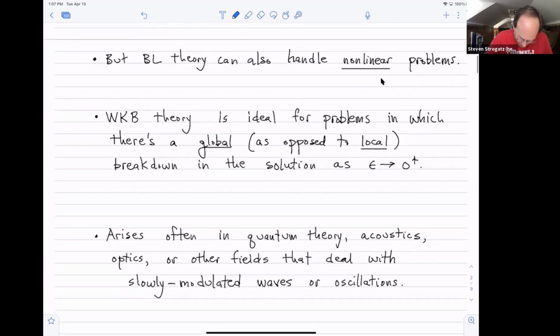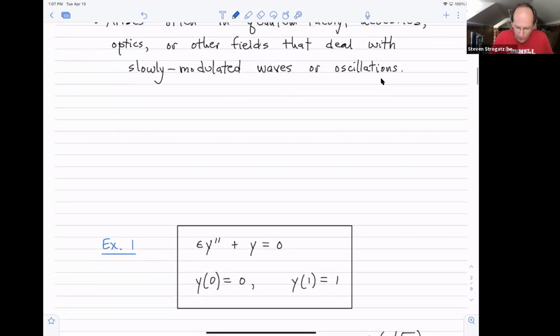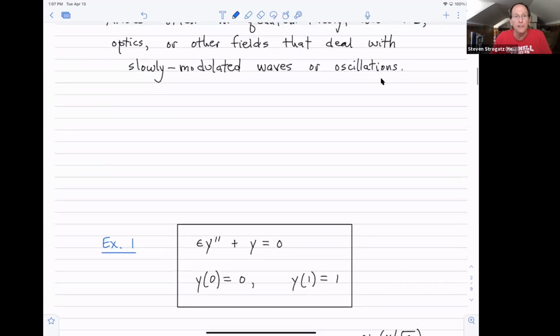All right, so let us do a little example of the phenomenon of what I'm talking about with global breakdown. This is not WKB theory yet. This is just a trivial example that you could understand in your first calculus or differential equations course. Constant coefficients, epsilon y double prime plus y equals 0.